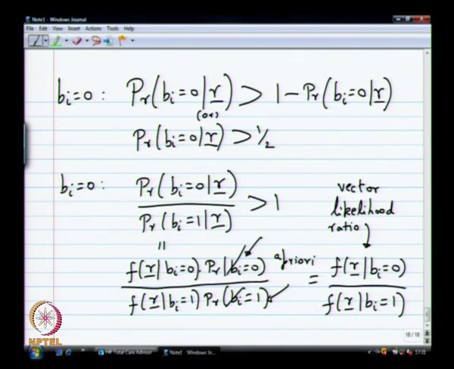So this is the likelihood ratio and we will stop here, as there are about 30 seconds left and I do not want to introduce the next thing. So we will stop here and pick up from here the next class.